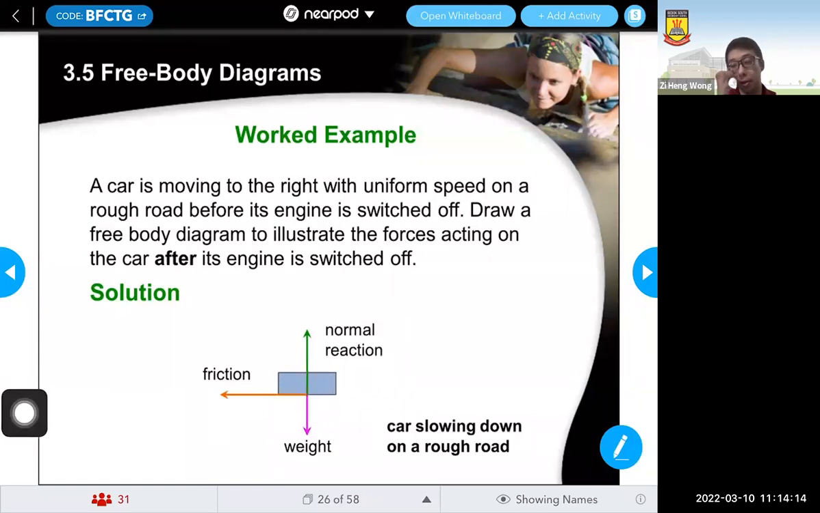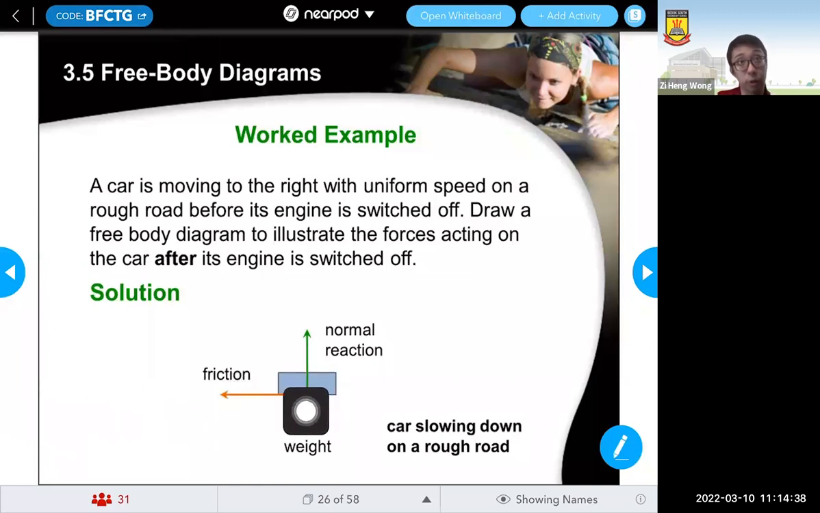Yesterday I was saying that if you put something on the table, the object will exert a force on the table. The table will exert an equal and opposite force on the object. That's why, for example, when you hit the table, it is very painful: you're exerting a force on the table, and the table exerts an equal and opposite force on you. That's why you can feel pain.